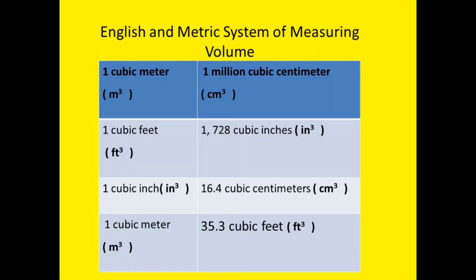Right. Then, for the English and metric system of measuring volume, we have 1 cubic meter, or m raised to 3, that is actually equal to 1 million cubic centimeters, or cm raised to 3. 1 cubic foot, or FT raised to 3, that is equivalent to 1,728 cubic inches, or IN raised to 3. Then 1 cubic inch, that is equivalent to 16.4 cubic centimeters. And 1 cubic meter, that's equivalent to 35.3 cubic feet.